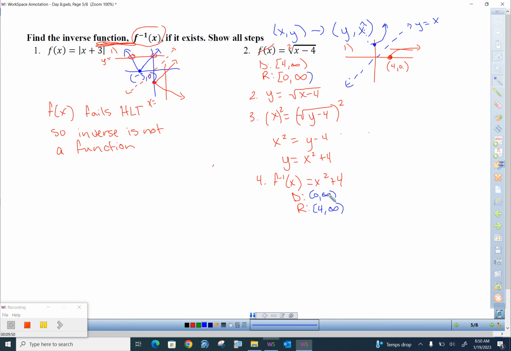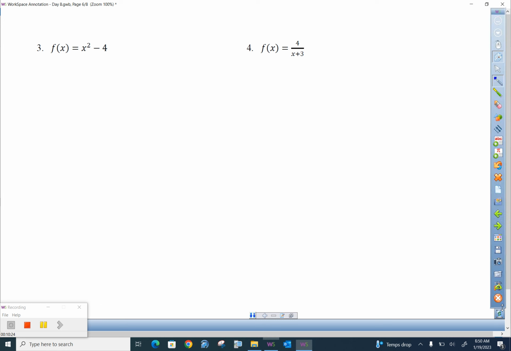Okay, it has to be restricted because the other half of the parabola doesn't exist on this version. All right, so step 1, you're going to sketch, do the HLT. If no, it fails and the inverse is not a function. If yes, domain and range. Step 2 of 3, you're finding your inverse, and step 4, you're doing some final notation with the new domain and range.